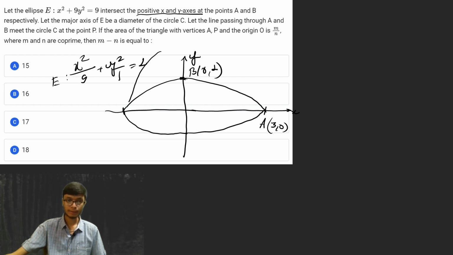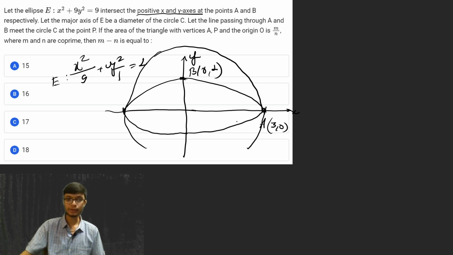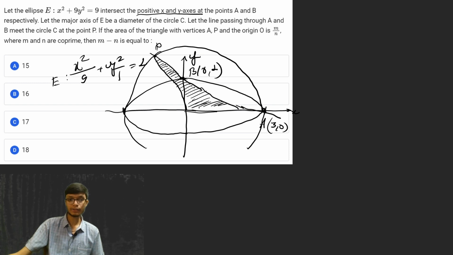So I can draw a circle with the major axis of the ellipse as the diameter. It is saying that the line through A and B intersects the circle at point P, and I have to look for the area of the triangle with A, P and the origin. So you can look, this is a triangle, and the area enclosed in that triangle is like this. This is the required area of the triangle that I'm talking about.